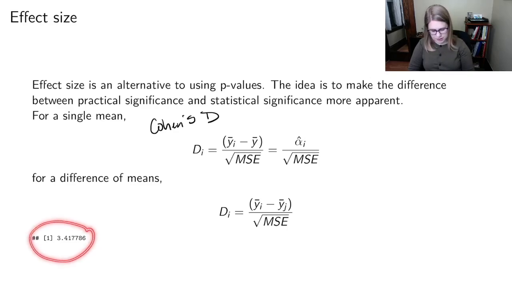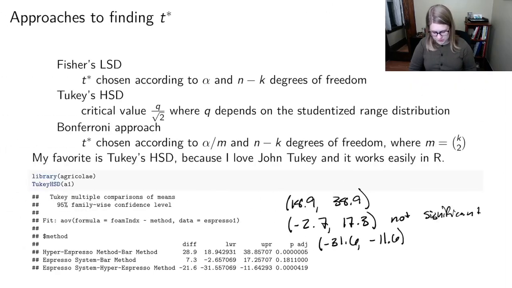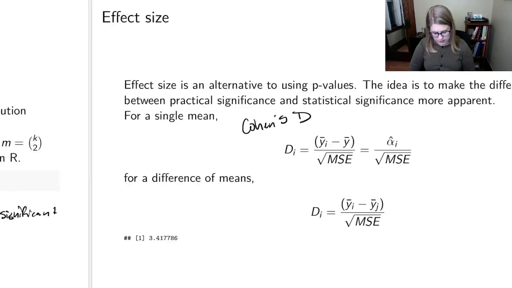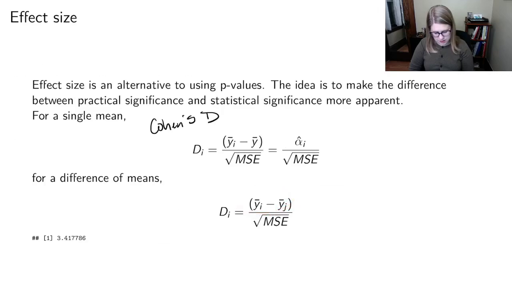I did some computation here. I need to go remind myself of what that was. So that was the difference from right here, the difference between the hyper espresso method and the bar method. It was 28.9, so that could be the difference for the top. And then I divided by the square root of the mean squared error from my ANOVA table, and I got an effect size of 3.4 between those two groups. This number tells you something about how much the groups differ in terms of standard deviations, more or less. So this is as if they differ by 3.4 standard deviations. That's a big effect size.